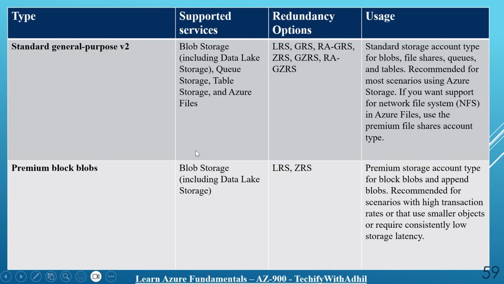Okay, so next we will see the types of storage. The first one is standard general purpose v2, that's version 2. What services it supports: blob storage, including the data lake storage, then queue storage, table storage, and Azure Files. The redundancy options are LRS, GRS, RA-GRS, ZRS, and GZRS. So it supports all the available redundancy options.